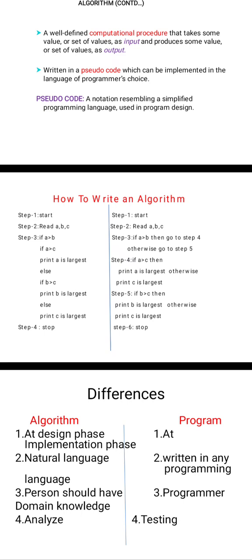What are the differences between an algorithm and a program? At the design phase, we will show the algorithm. At the implementation phase, the program should be implemented. An algorithm is in natural language. A program is written in any programming language. For an algorithm, the person should know the steps, and on the programmer side, they should know the domain knowledge. An algorithm should be analyzed, the program should be tested. So this is the simple way of how we write an algorithm and the differences between an algorithm and a program.